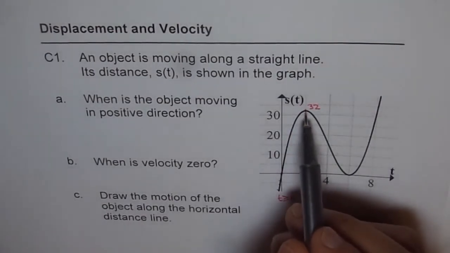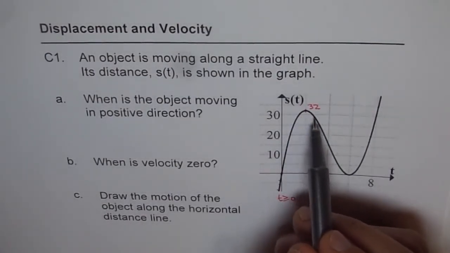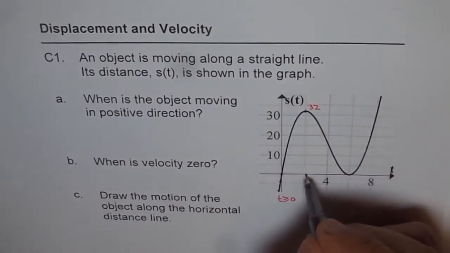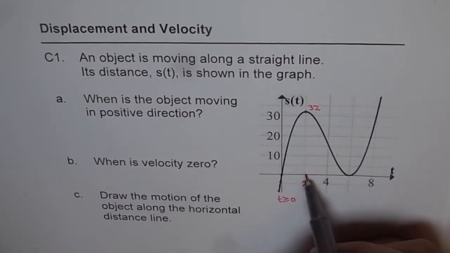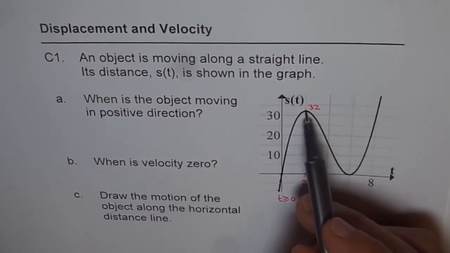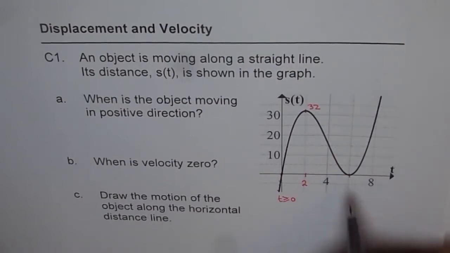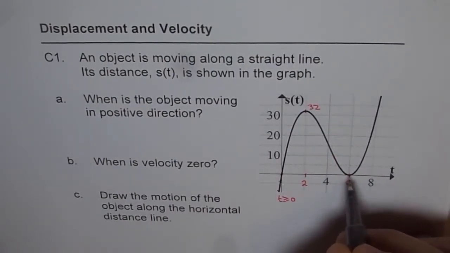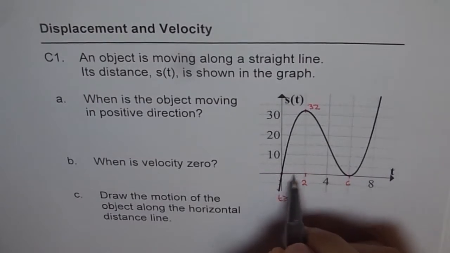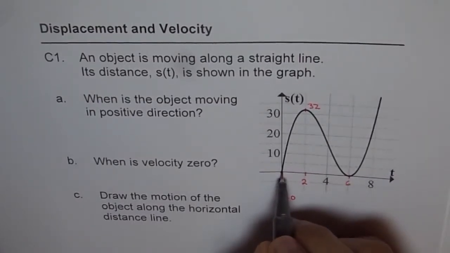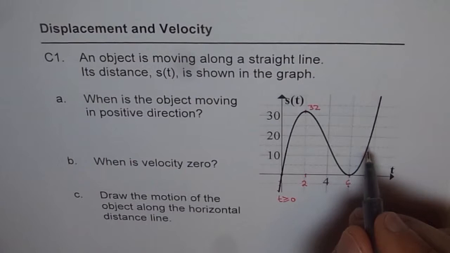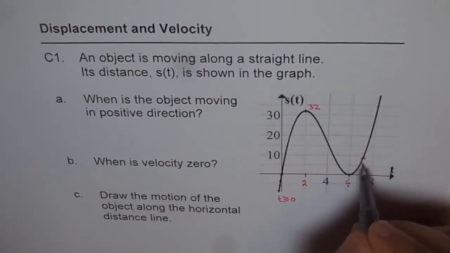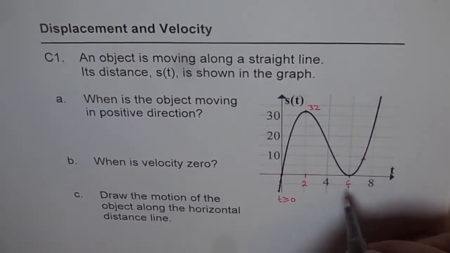At this point, it seems that the object turns, right? From 0 to time 2, what we observe is that the distance is increasing. At 2, the object turns and distance starts decreasing. Do you see that? And till 6, it comes back to its original position. So the displacement from the original position is 0. So at 6, the object comes back to the original position and then turns back and moves on. So that is how this displacement curve is being shown here.